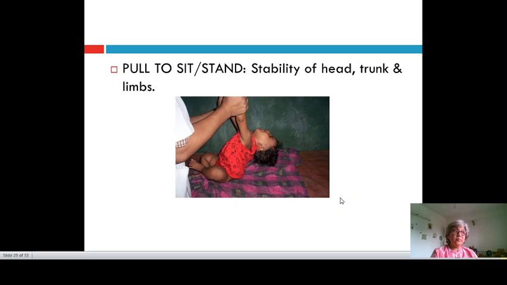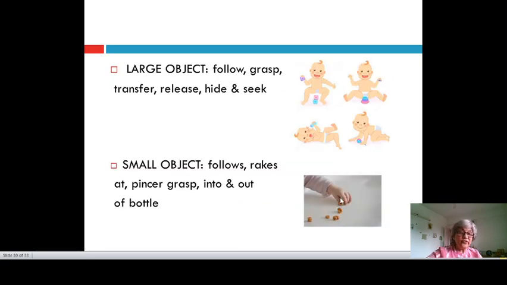Like if it's an older child, an 8-month-old, you don't have to do a pull to sit. He's already sitting. You can do a pull to stand. And by this, you note the stability of the head, the trunk, and the limbs. With this idea, we go on to offer some objects.